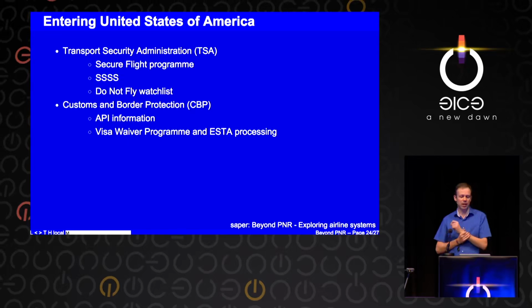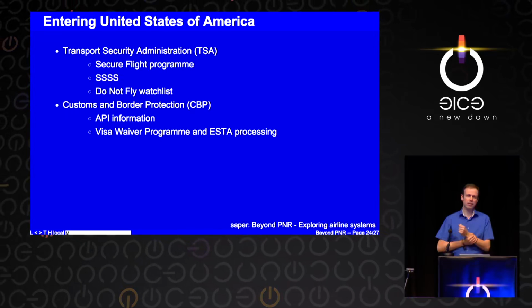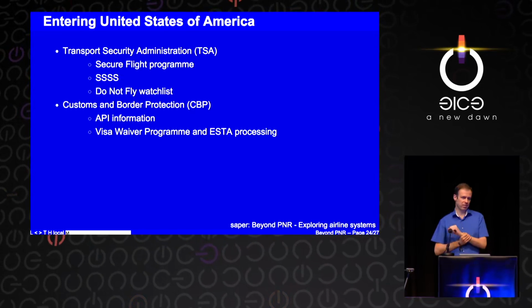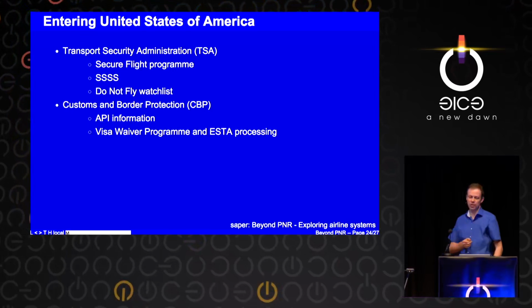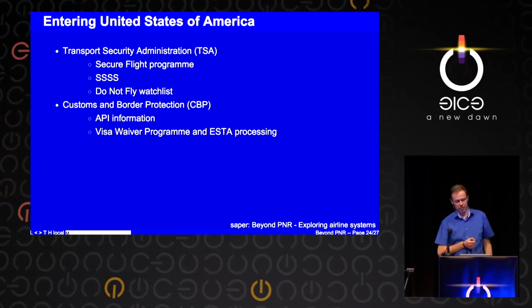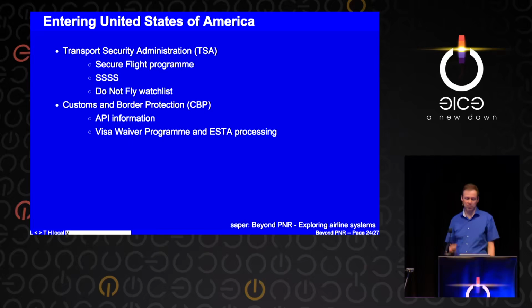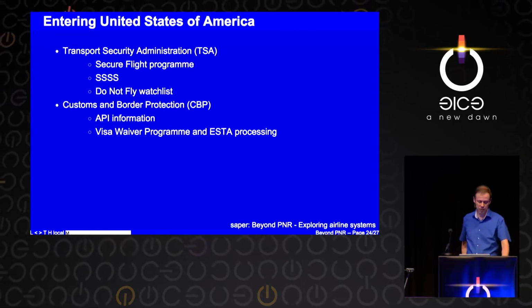TSA calls it Secure Flight. This is required for all flights in the US, coming to the US, departing from the US, and also flying over the United States. Even if you don't land, you need to submit this information to be able to overfly. So they want to check who's on the flight, and if some special name is on the list, they may want to deny you the possibility to arrive.